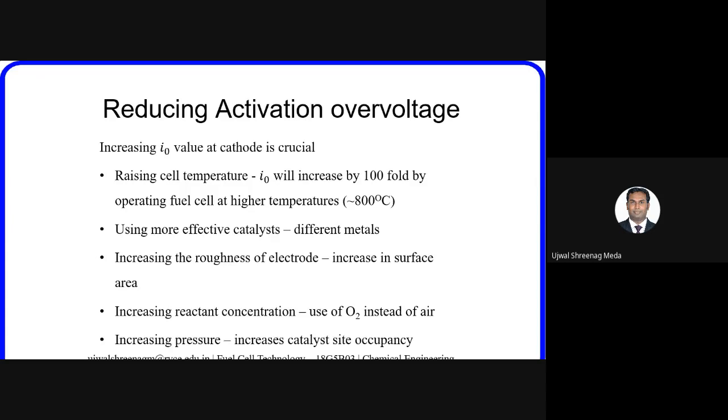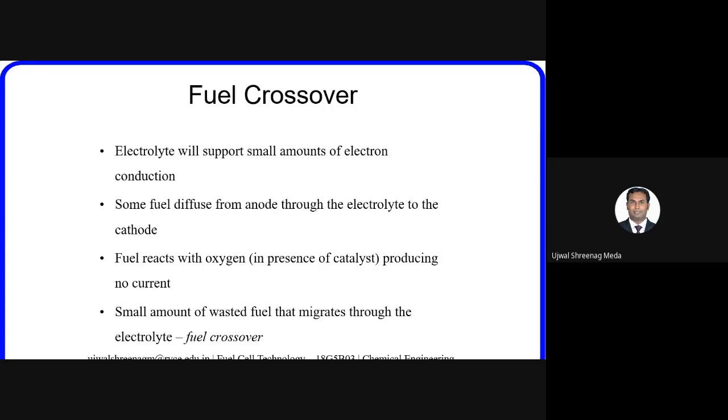So with that, we shall proceed to the next type of loss, that is fuel crossover and/or internal current. In the beginning, I briefly explained what fuel crossover and internal current are. In a fuel cell, usually the fuel is supplied at the anode, and that fuel should get consumed at the anode, because of which the electrons are generated, and these electrons pass through the external circuit, which is nothing but the current.